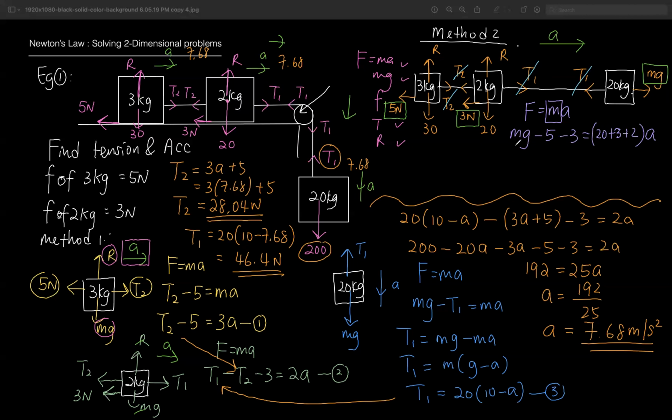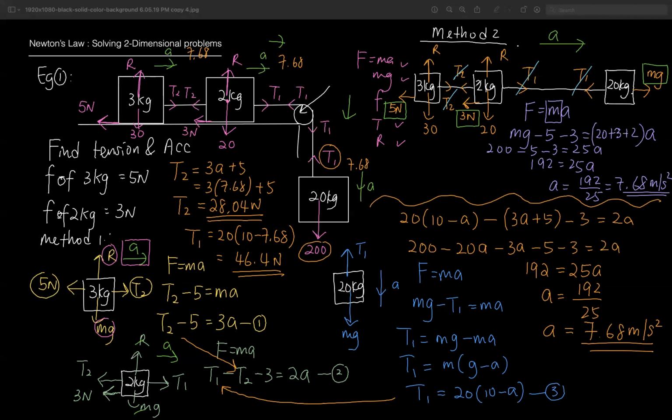Okay, so all this value you know already. So 200 minus 5 minus 3 equals 25A. 192 equals 25A, and A equals 192 divided by 25, which is 7.68 meter per second squared. Which one is faster? Method 2 is faster, yes.